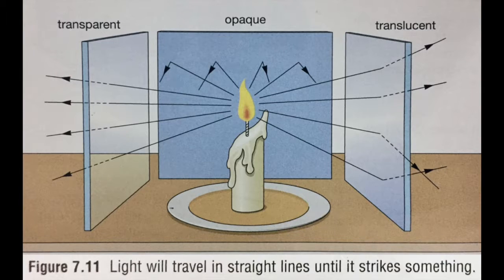Other substances let some light pass through them, but the light is scattered from its straight path. These substances are translucent. Wax paper is translucent. You can sometimes see the sources of light on the other side of a translucent surface, but the image is not clear. Many materials will not allow any light to pass through them.